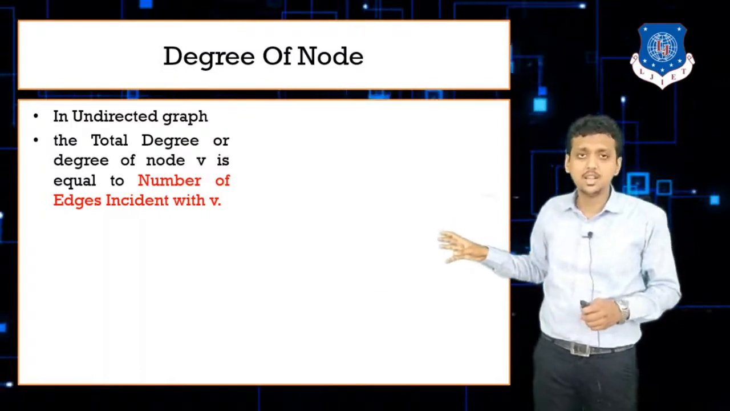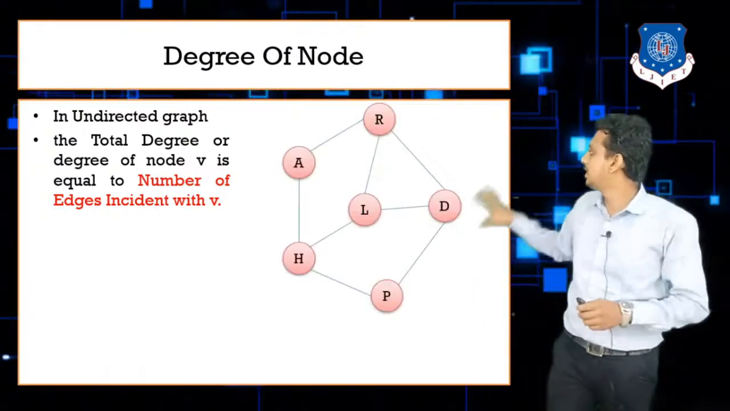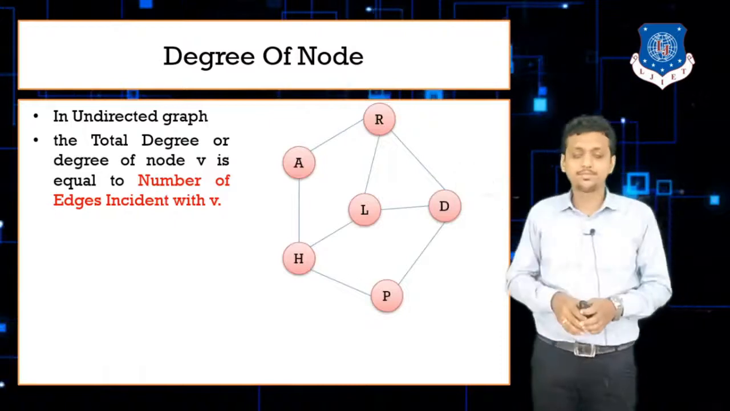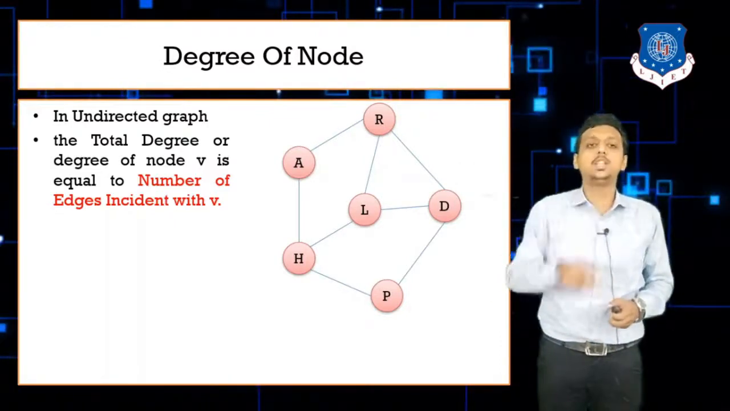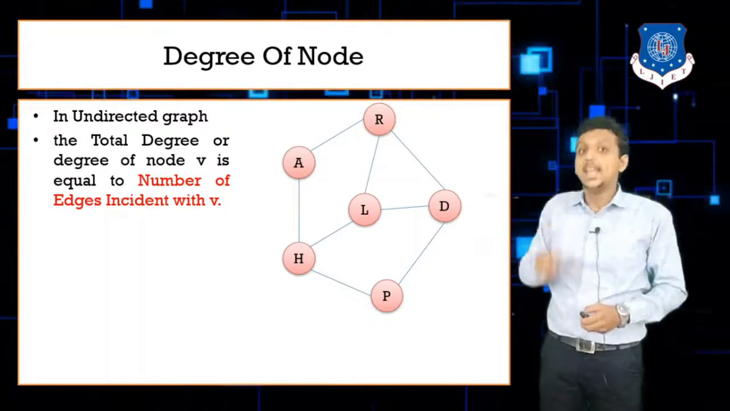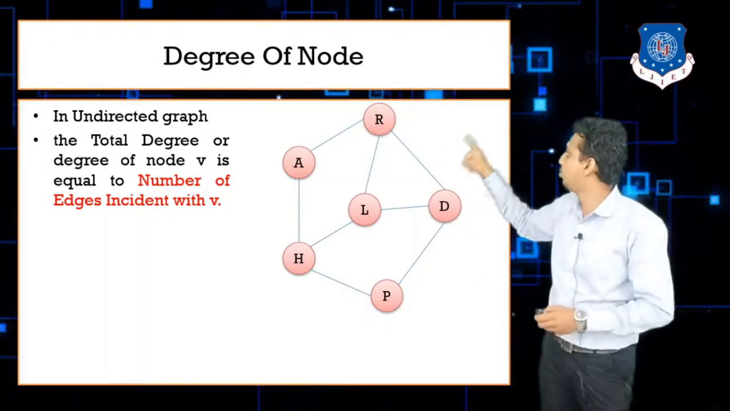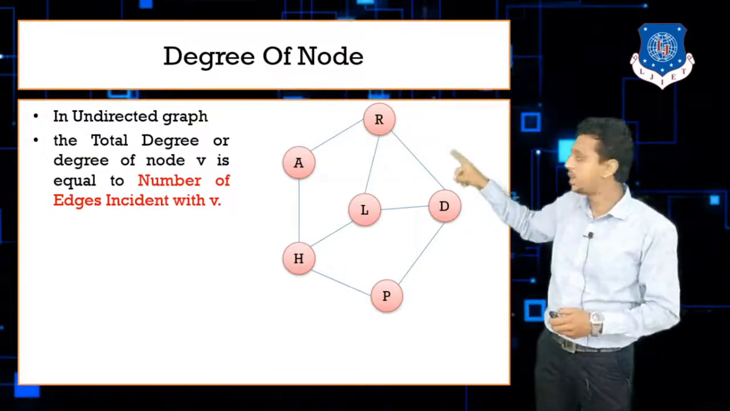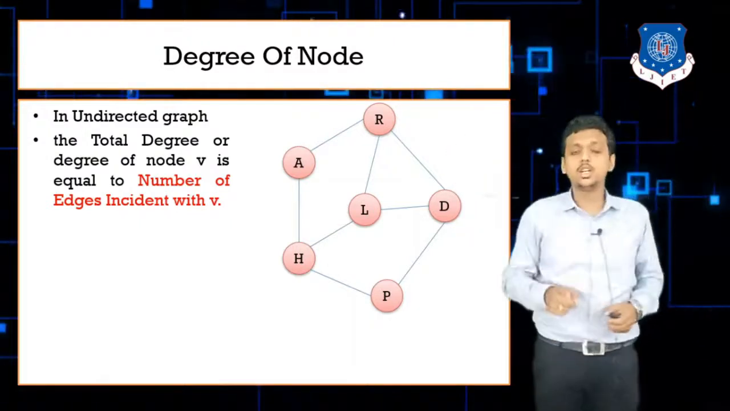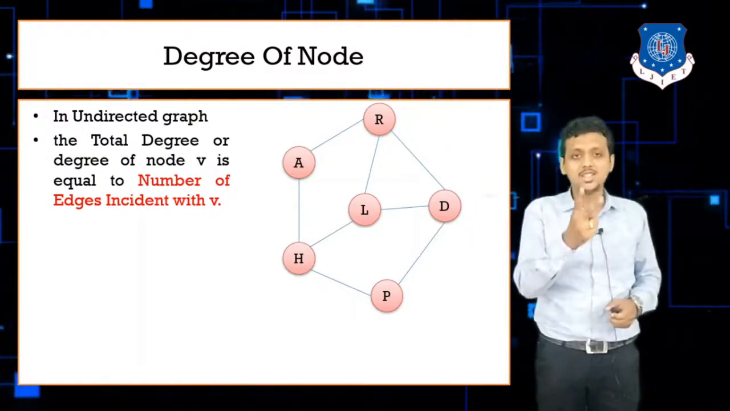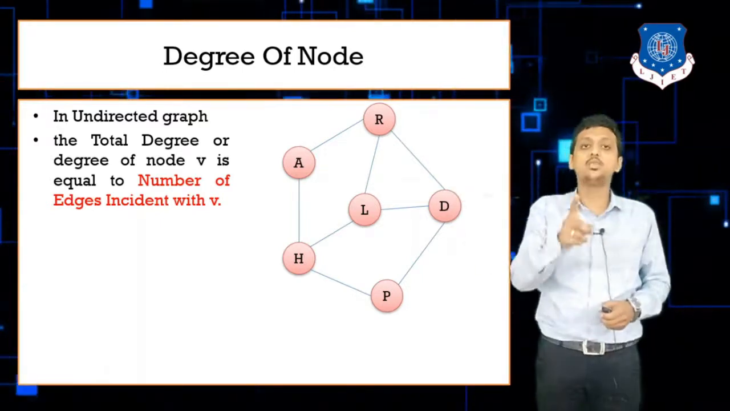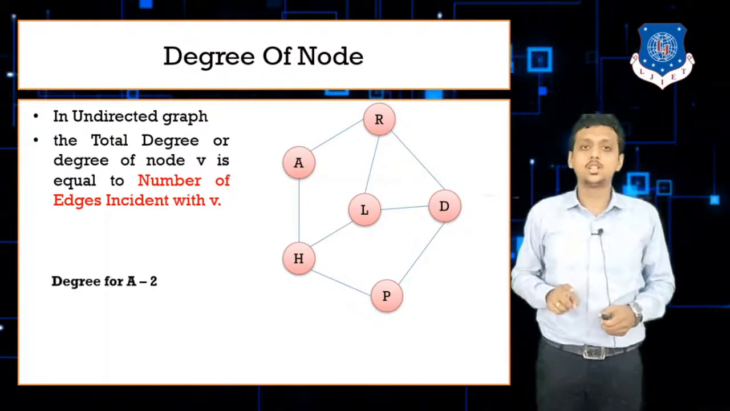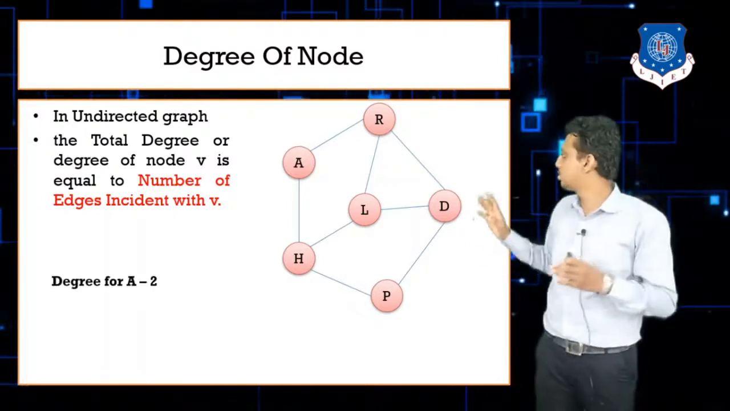What does it mean, sir? Let's understand with an example. See, this is my undirected graph. Now tell me, node A is connected with how many edges? See, A to R and A to H. So here 2 edges are there. That means the degree of node A is 2.